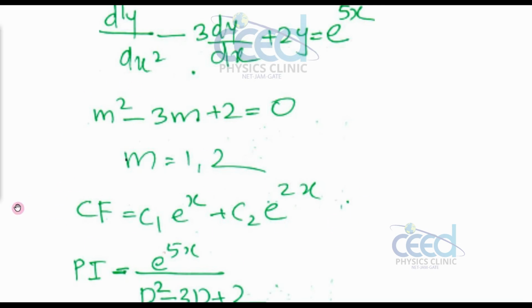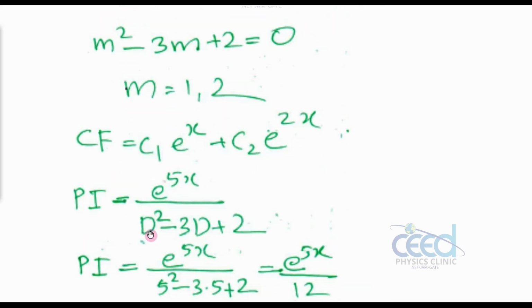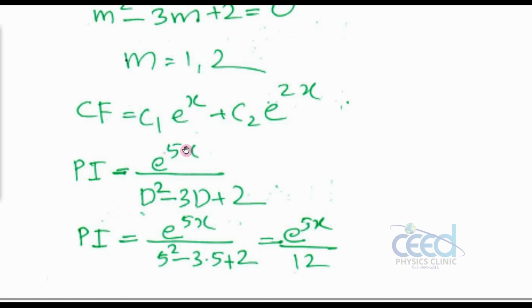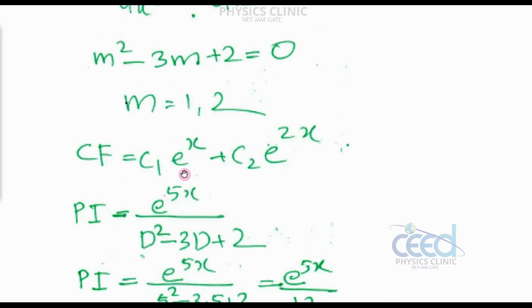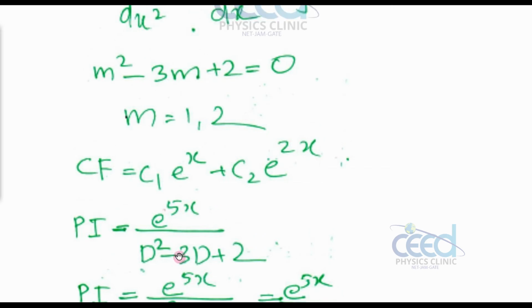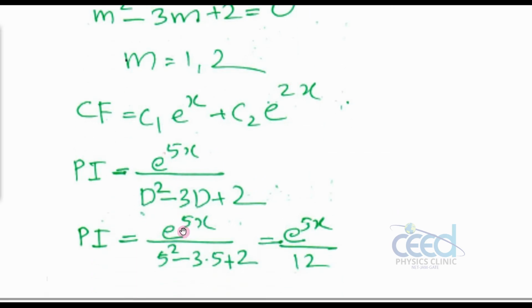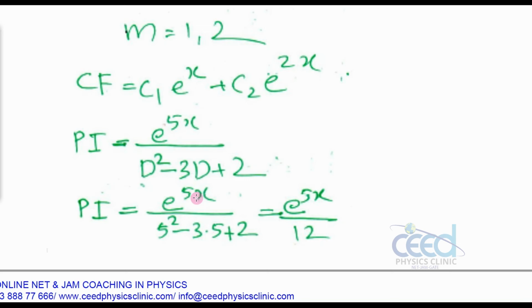So first of all I got the complementary function, and then I have to find the particular integral for e raised to 5x. Here I can replace this with d square minus 3d plus 2, that is my f of d. So e raised to 5x divided by f of d, I can replace this d with this 5, that is 5 square minus 3 into 5 plus 2, right? I am replacing d with 5. That is e raised to 5x by 12.